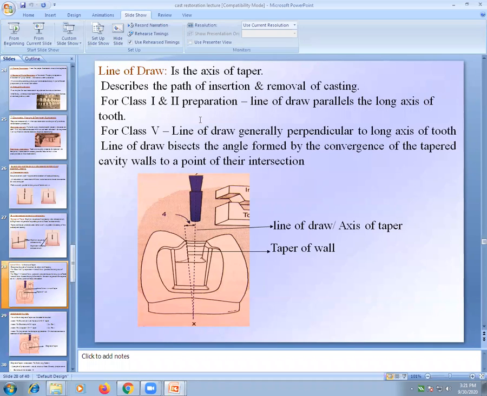For class 1 and class 2 preparation, the line of draw parallels the long axis of the tooth structure. Right here, if suppose it is a class 2 cavity, the line of draw is parallel to the long axis of the tooth. While in case of class 5, which is on the gingival surface, the line of draw is generally perpendicular to the long axis of the tooth. And generally, the line of draw bisects the angle formed by the convergence of the tapered cavity walls to the point of their intersection.